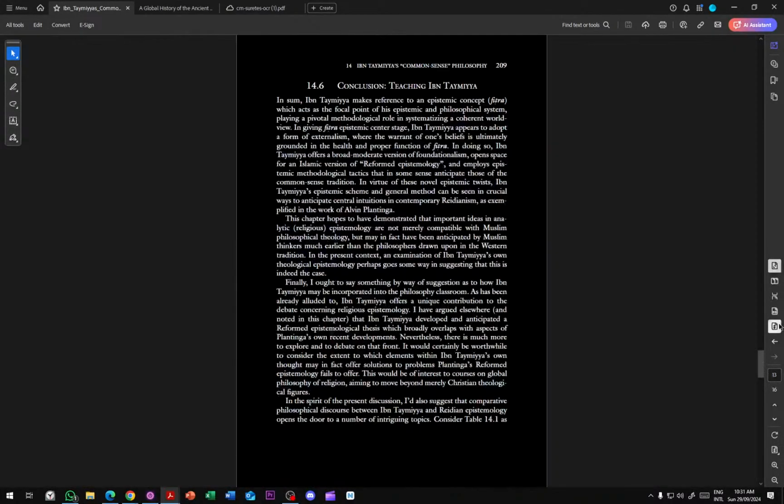Conclusion. In sum, Ibn Taymiyyah makes reference to an epistemic concept, fitra, which acts as the focal point of his epistemic and philosophical system, playing a pivotal methodological role in systemizing a coherent worldview.